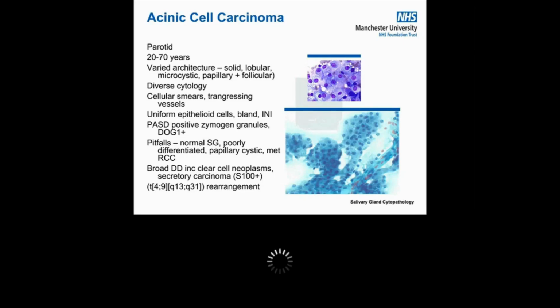So moving on to acinic cell carcinoma, this typically affects the parotid gland and has a very wide age range of patients, ranging from 20 to 70 years. This is a common cause for false negative diagnoses in salivary gland cytopathology because it has a diverse cytomorphological appearance and varied architectural appearance on cytology. Typically the samples are cellular and will have disordered sheets, papilloid clusters and groups of cells that resemble acinar cells.